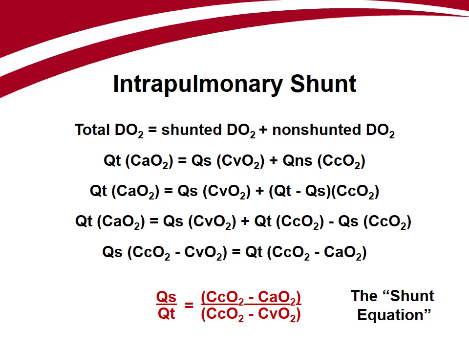Since total blood flow is the sum of shunted and non-shunted blood, we can substitute QT minus QS for QNS. Rearranging and solving for the ratio of shunted to total blood flow, or QS over QT, we arrive at the intrapulmonary shunt equation. This can be used to guide ventilatory support maneuvers to recruit alveoli and improve systemic oxygenation.